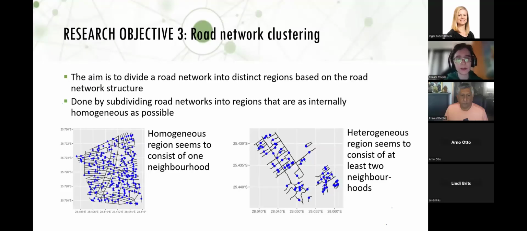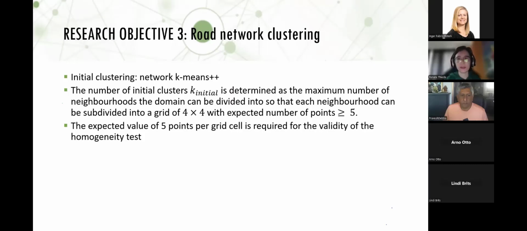So the idea is to subdivide a road network into regions that are as internally homogeneous as possible. It's the same idea as something like k-means, where you want clusters that are internally homogeneous, but there's a lot of variation between the different clusters. That's exactly the kind of algorithm that I wanted for the road networks. So what I did was I started with k-means, network k-means, where you basically just use the distance on the road network instead of Euclidean distance. Network k-means++. Remember that k-means++ is just k-means with a more sophisticated initialization. So it takes a lot less computation, actually. So I started with an initial clustering, and then I started merging the initial clusters based on their homogeneity. And I will get to that in the next slides.